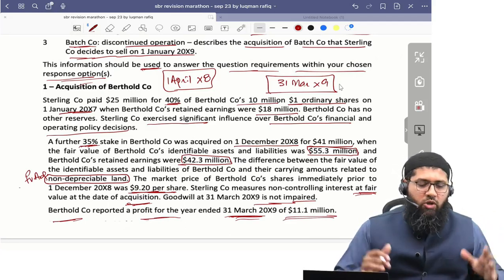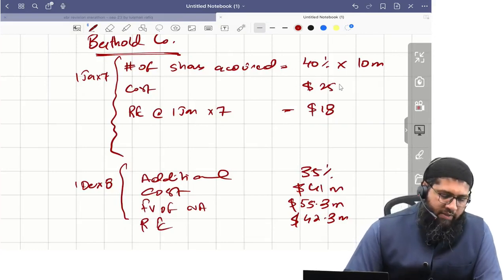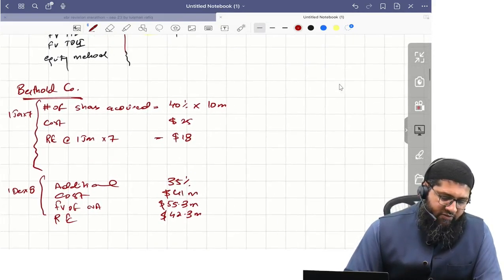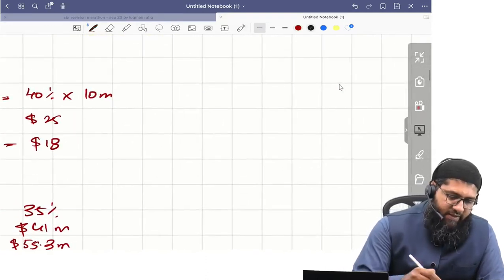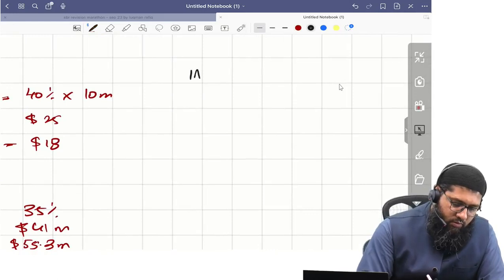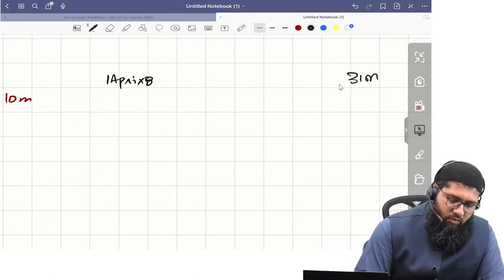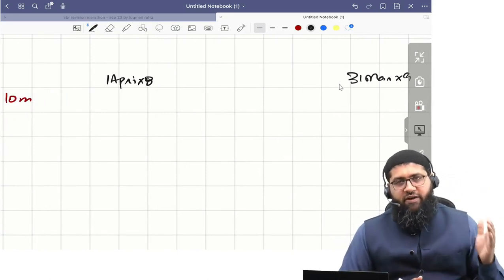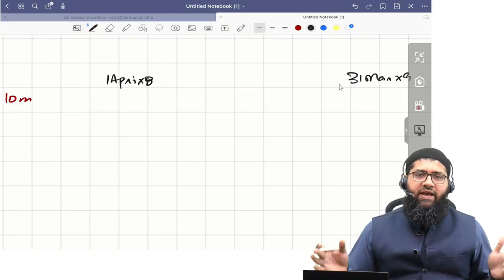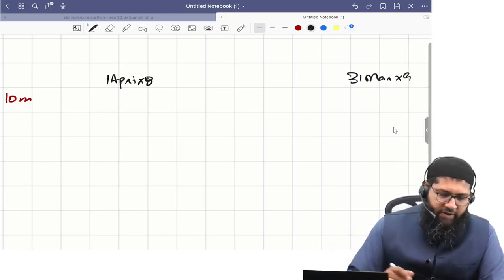Now just try to create a picture of what is going to happen with respect to Berthold Company. I'm going to create a picture for you, then I'm going to solve it all. First thing is that 1st April X8 till 31st March X9, this is the period, right? So this is the period.